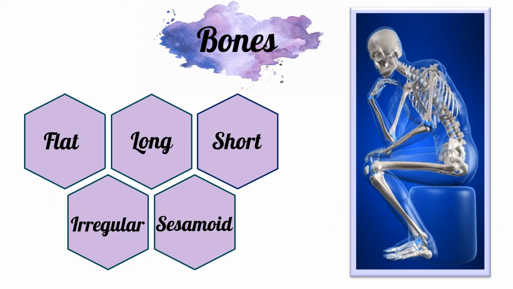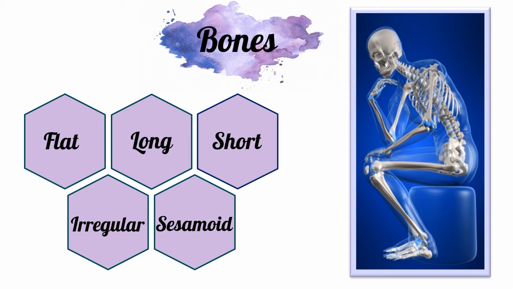Bones. These five are the main types of bones in the skeletal system. First, we have the flat bones, whose main function is to protect the organs. Second, we have the long bones that are crucial for skeletal mobility. Next, we have the short bones that provide stability to the body.